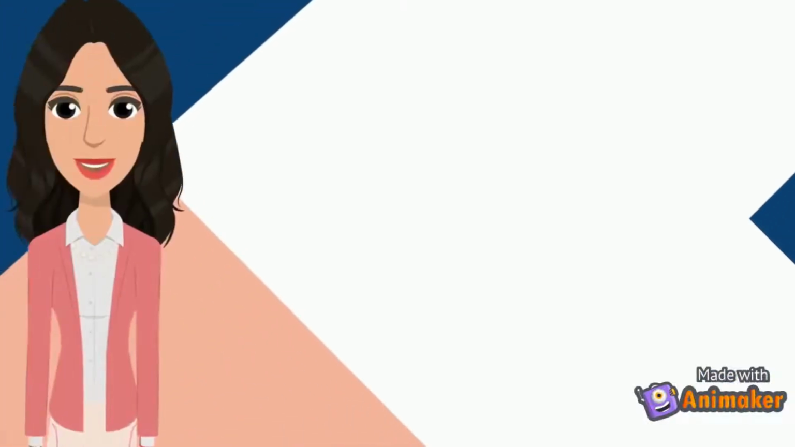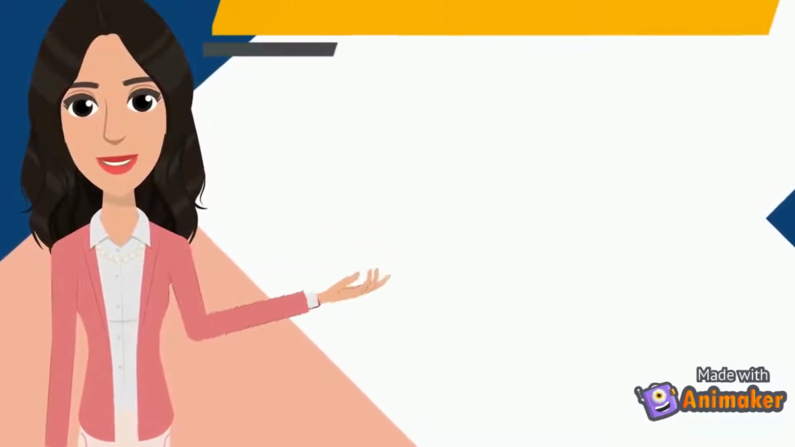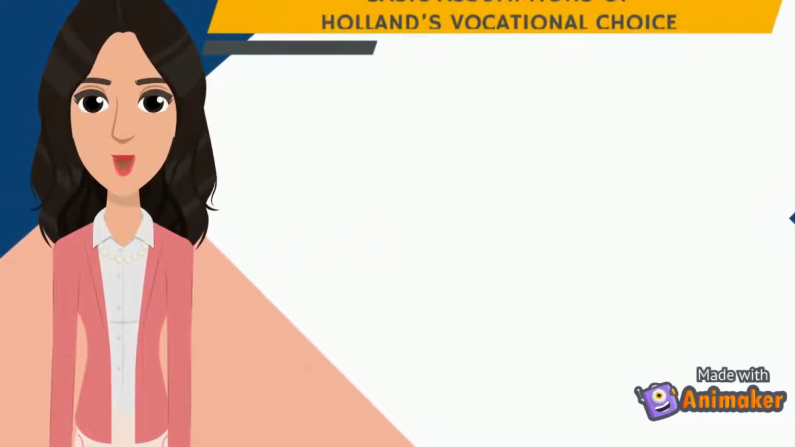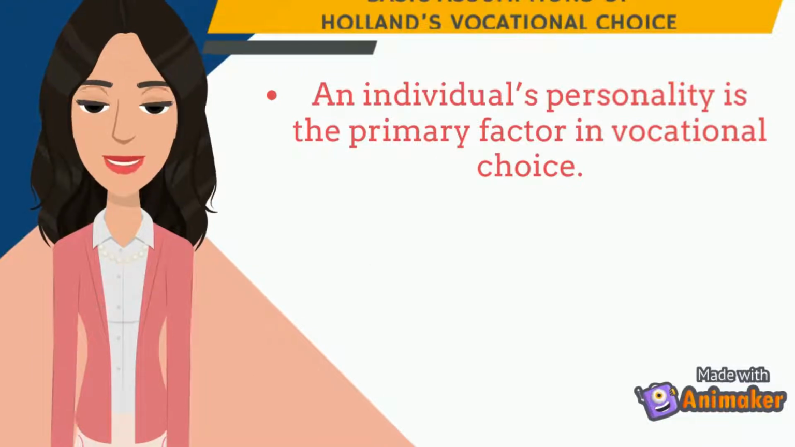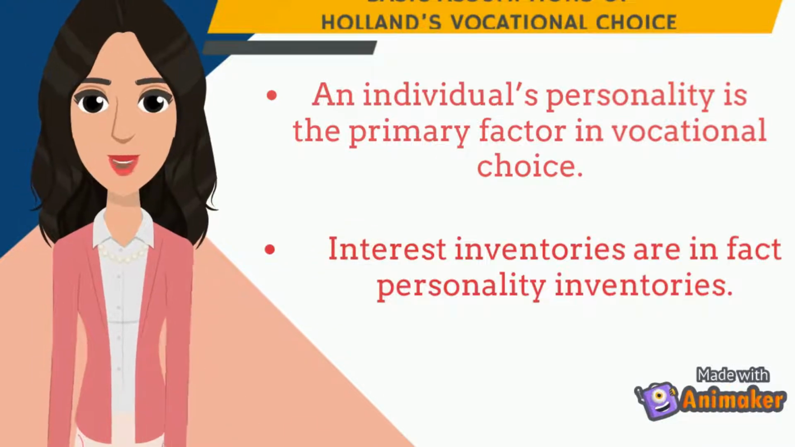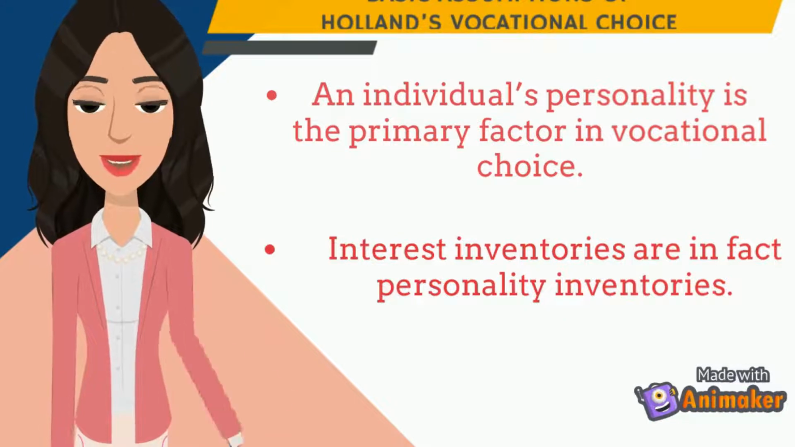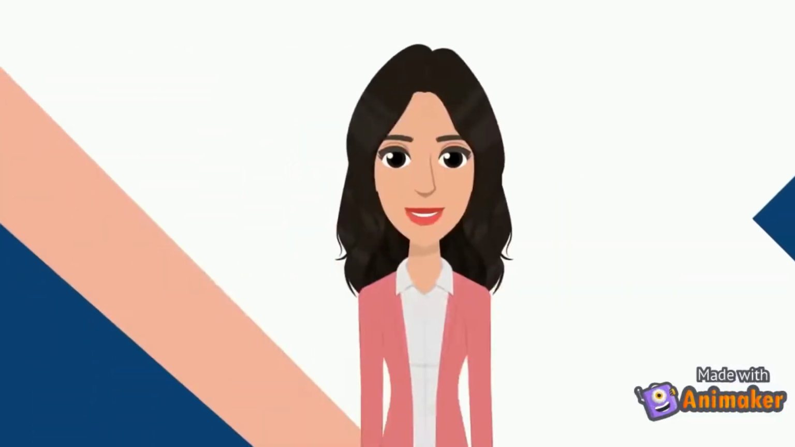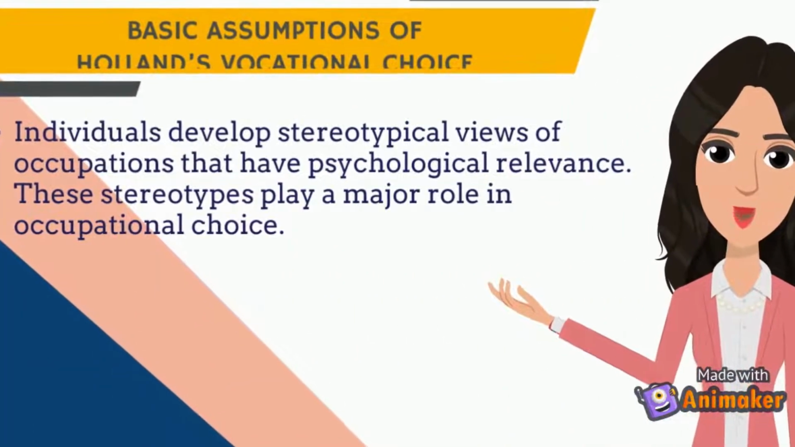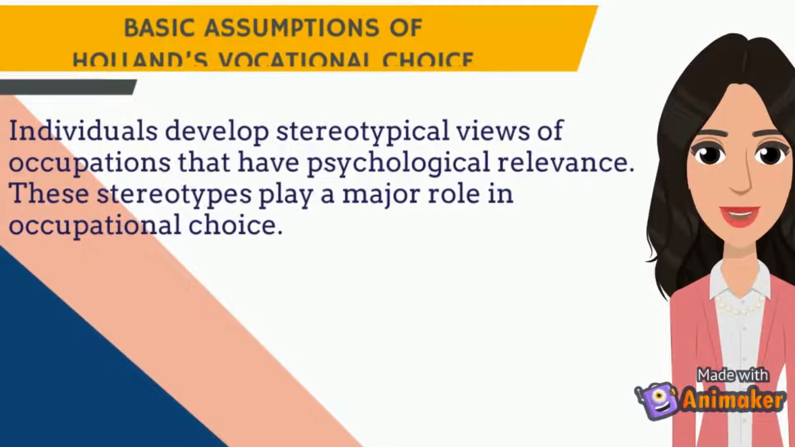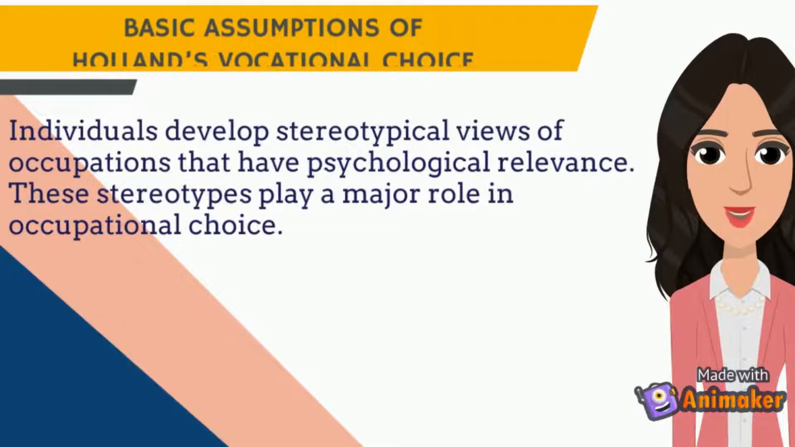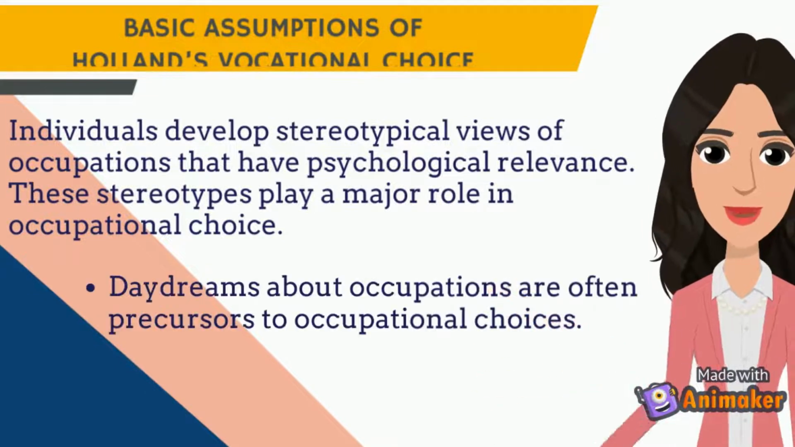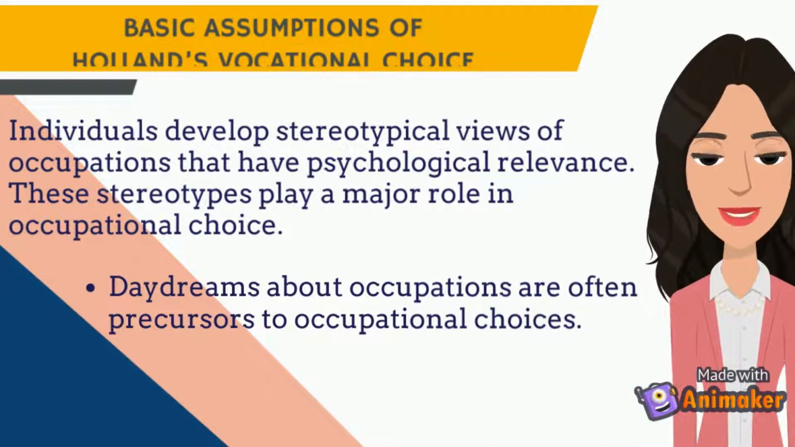Holland's theory of vocational choice is based on several assumptions. 1. An individual's personality is the primary factor in vocational choice. 2. Interest inventories are in fact personality inventories. 3. Individuals develop stereotypical views of occupations that have psychological relevance. These stereotypes play a major role in occupational choice. 4. Daydreams about occupations are often precursors to occupational choices.